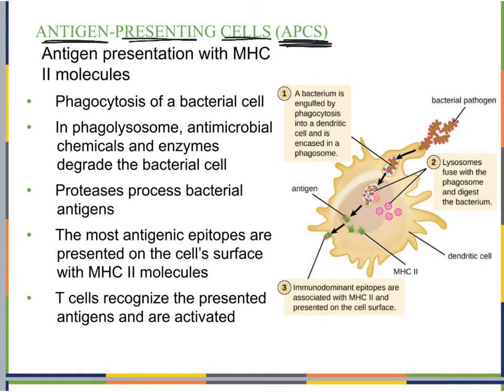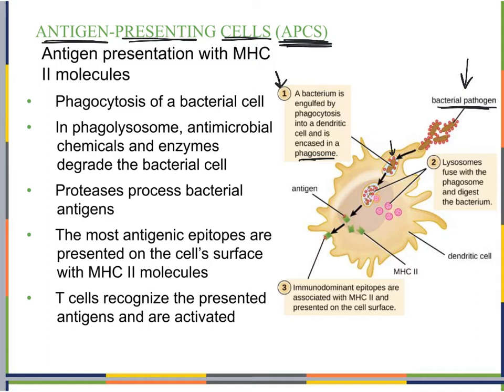So let's talk about antigen presentation with these molecules. If we look at the illustration over here, we can see that we have this bacterial pathogen, and all of those little red circles on the outside of the bacteria are supposed to be little pieces of antigen. So we could even say epitopes. Those are epitopes on the antigen. In step 1 here, our bacterium is engulfed by phagocytosis into a dendritic cell or macrophage and is encased in the phagosome. Remember, when we bring in the bacterium, it is in a phagosome.